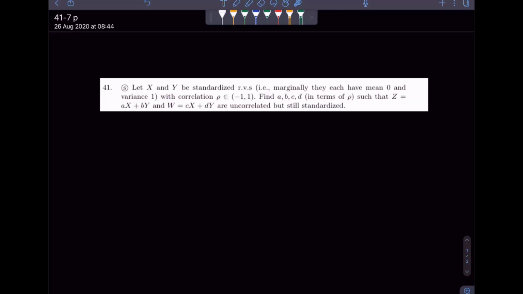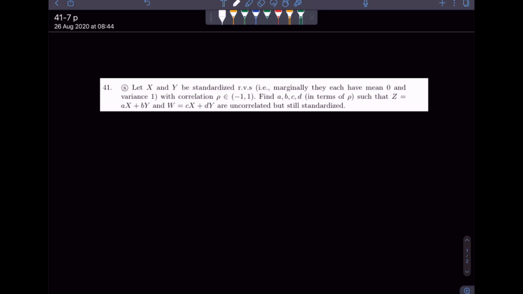Let X and Y be standardized random variables. In other words, their marginals have a mean of 0 and variance of 1. And the correlation between them is rho, in the span between -1 and 1, which is totally logical here. We're asked to find the parameters a, b, c, d in terms of rho, such that Z and W are uncorrelated, and Z and W are functions of X and Y.